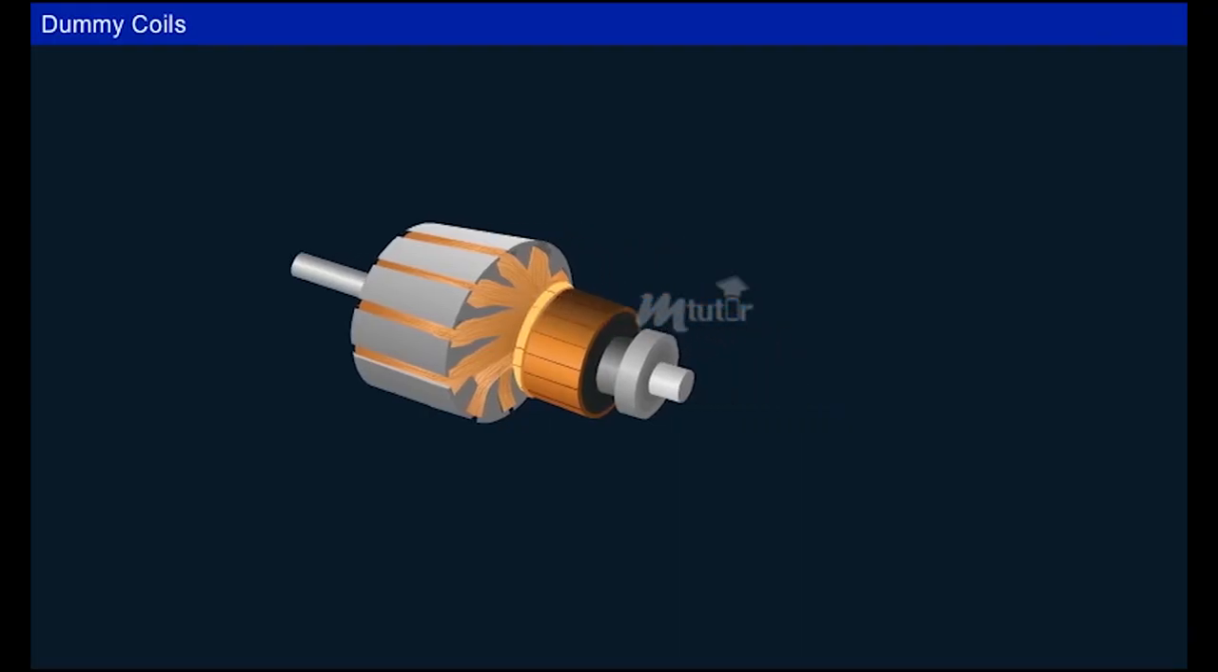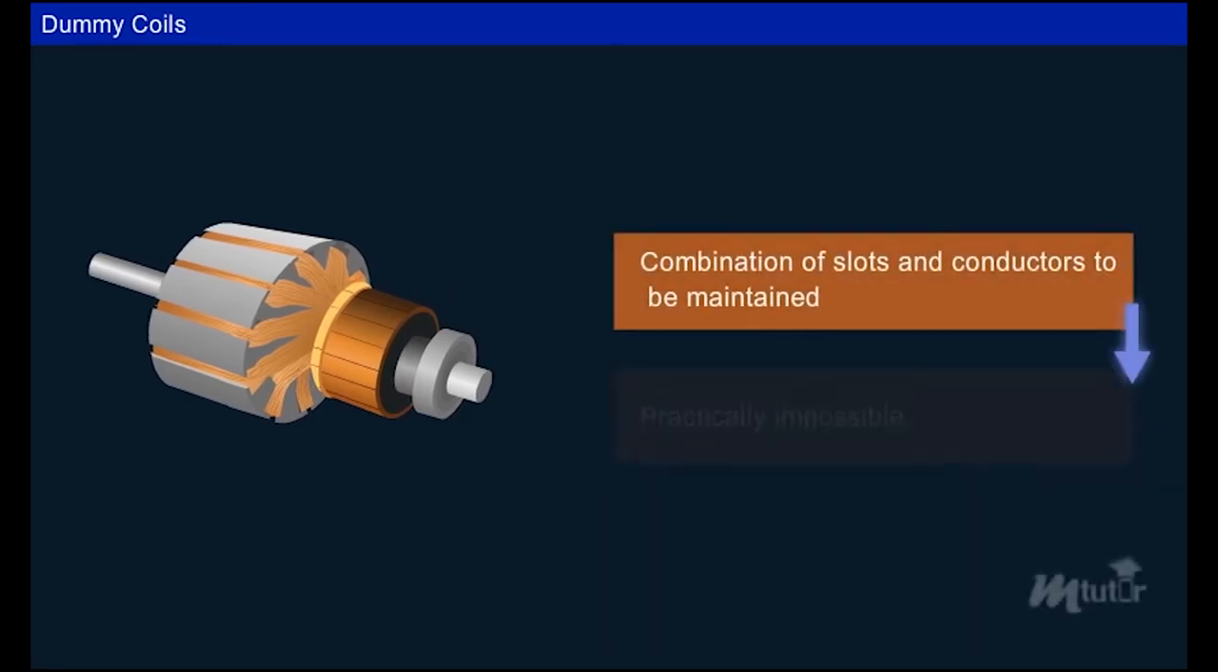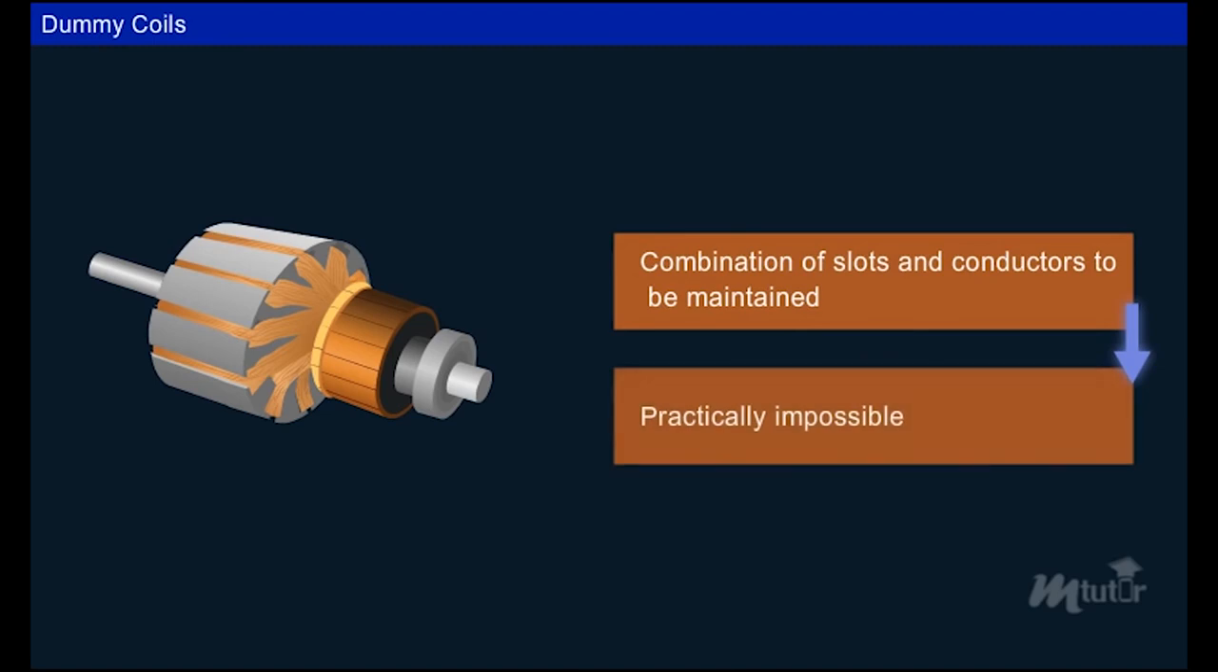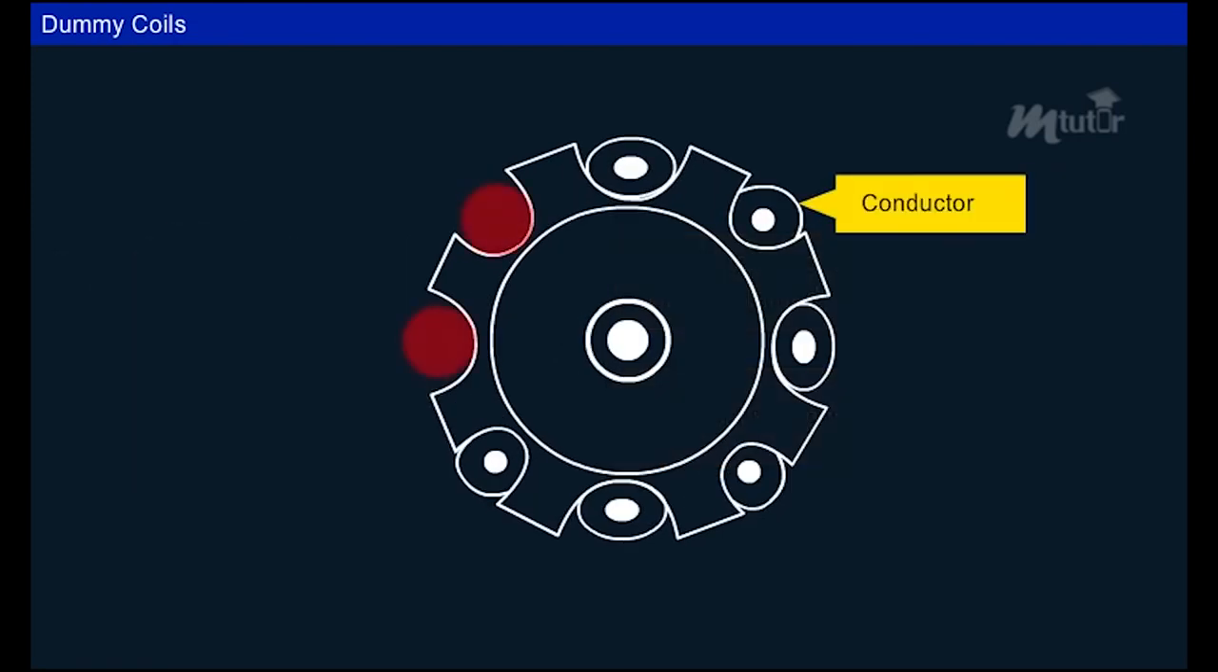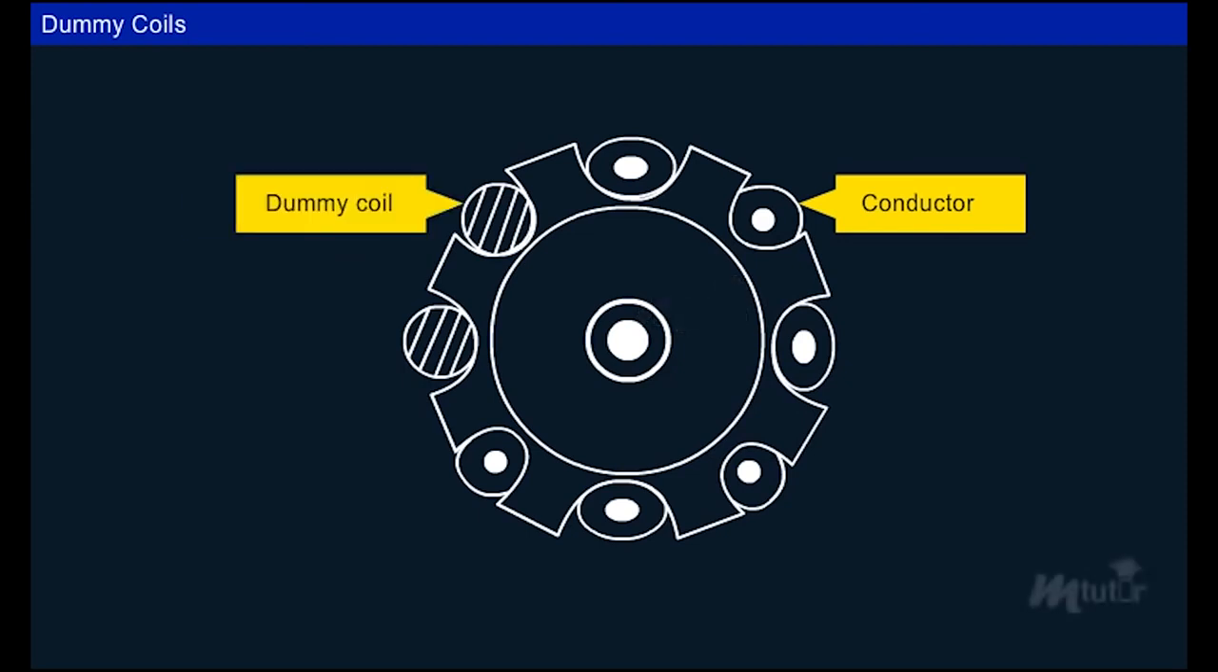For winding a wave-type armature, there must be a combination of a particular number of slots and conductors in the armature. Practically, it is not possible to meet such design requirements. Thus, to provide mechanical balance to the machine, one or more coils may be inserted in the appropriate slots, electrically insulated from other windings. Such coils are called dummy coils.